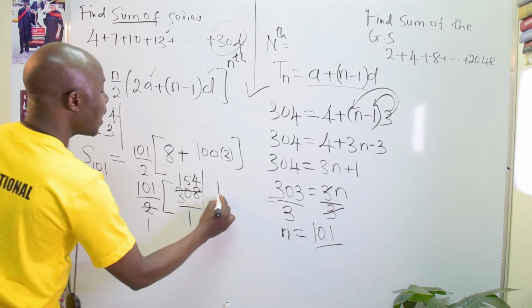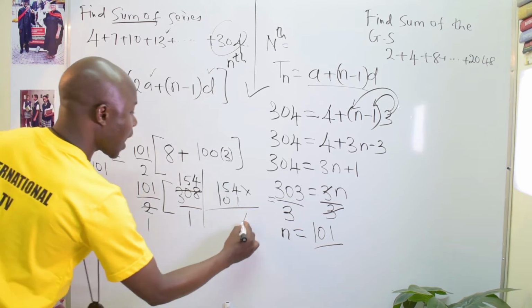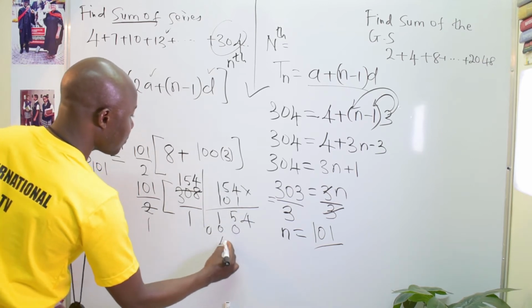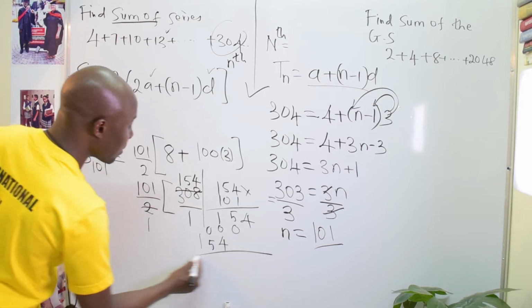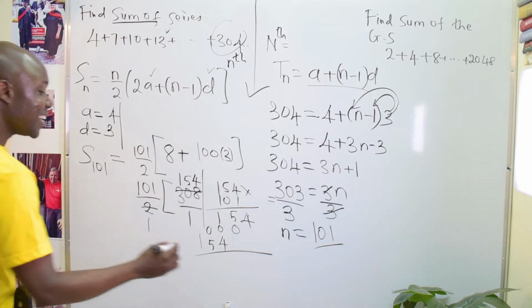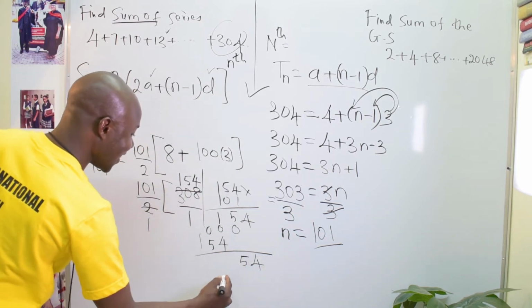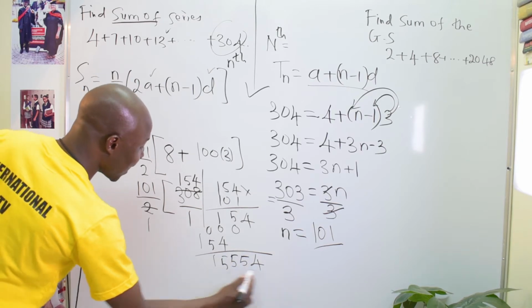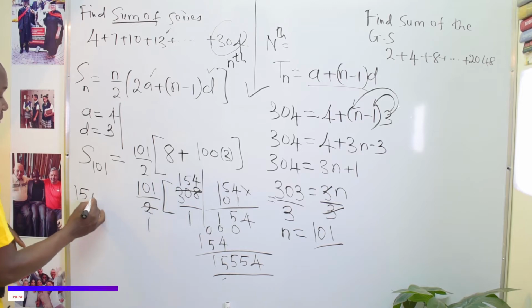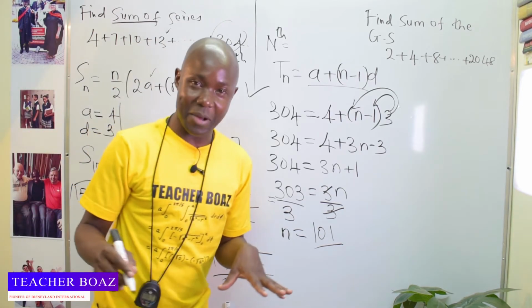Then we say our 154 times 101, which becomes 15,554. I hope you remember your middle school multiplication, guys. So this is so sweet. So the sum of the terms becomes 15,554. So this is the sum of the terms in that given sequence.